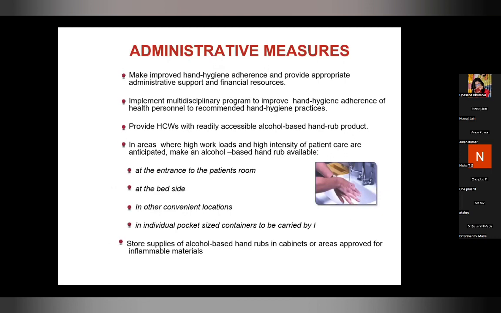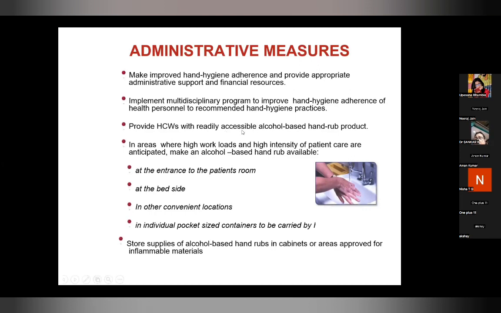What are the administrative measures when we talk? Make improved hand hygiene adherence and proper policy. Hand hygiene health policy बहुत important है आज की डेट में. Implement a multidisciplinary program to improve hand hygiene adherence of health personnel to recommended hand hygiene practices. Every day, your ICN, infection control nurses, will play a very pivotal role in enhancing or developing these hand hygiene practices. Every day, if at all they are going for rounds, it will be very good for our healthcare system.